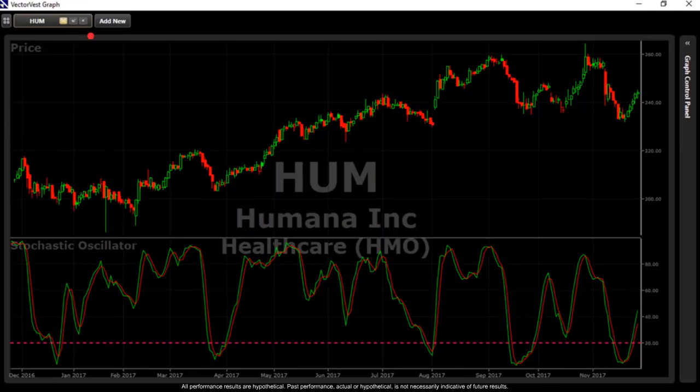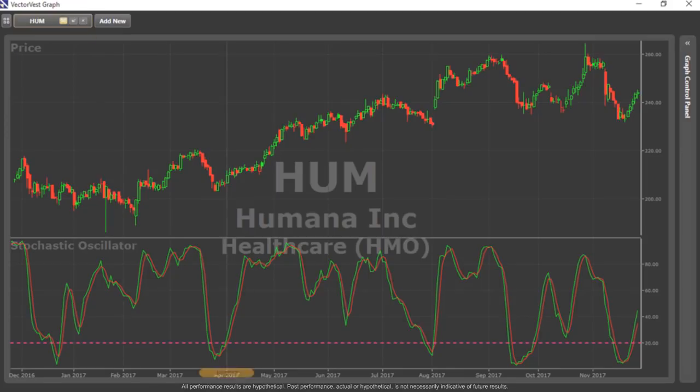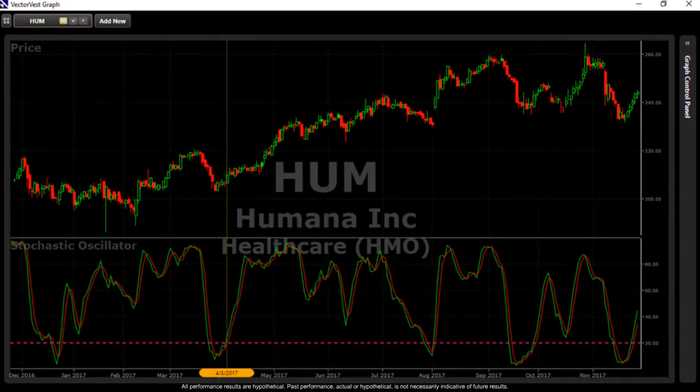So let's talk about buying opportunities. Just because stochastics goes below 20 doesn't mean that you run out and buy the stock. The reason for that is because the stock can continue to move lower. Right? Look back here, December of 16. Stochastics went below 20, but the stock continued to move much lower thereafter.